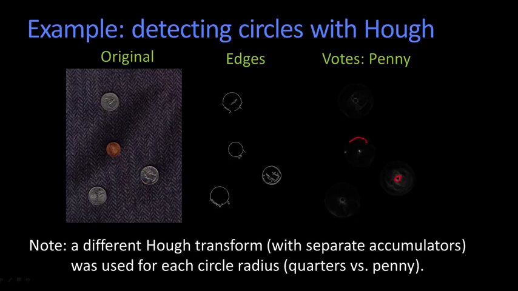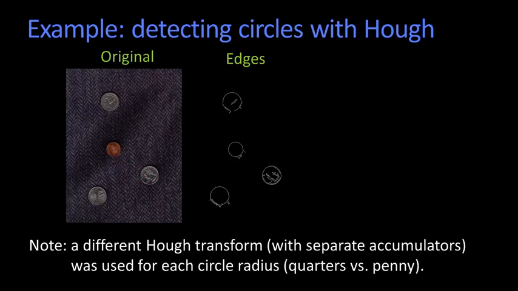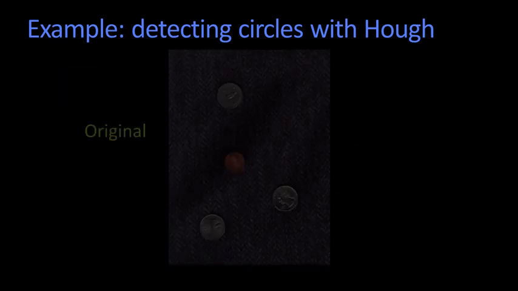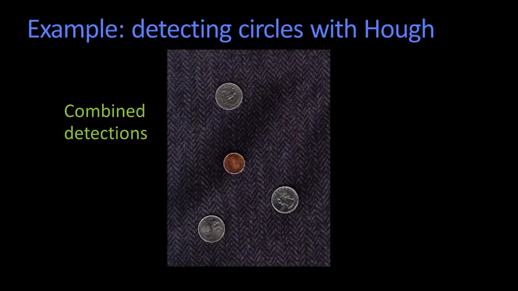But at the real penny, they all line up, and so you get even a brighter spot. So how would we find the quarters? Well, we just use a bigger radius, the radius of a quarter, and we vote again, and again you'll see these spots here, here, and here. And now the penny edges, well, they again vote for this bit of a circle, but not nearly as strong as the quarters do. So this was the original image, and these are the combined detections. And so that's pretty cool, you can just find the circles.